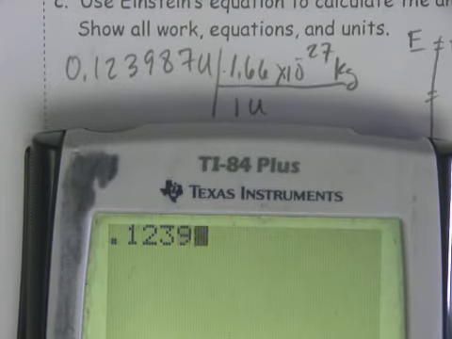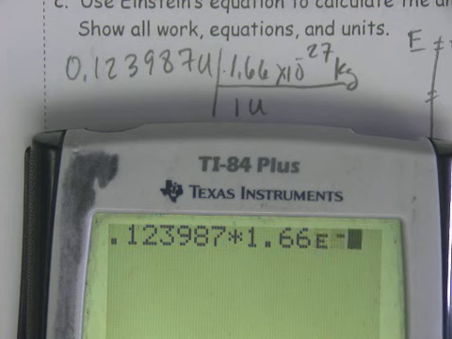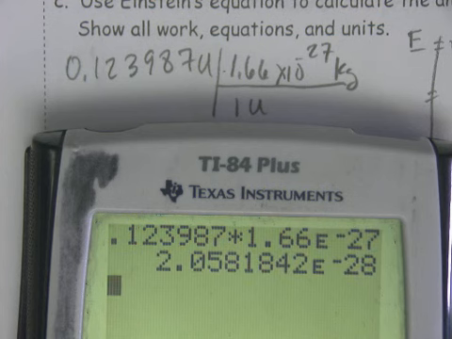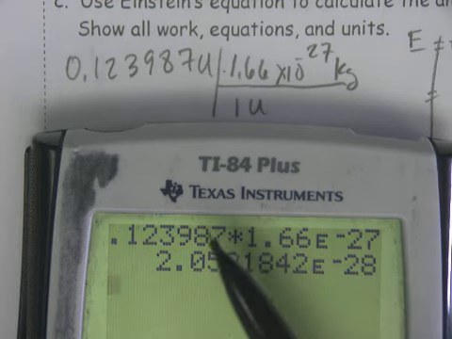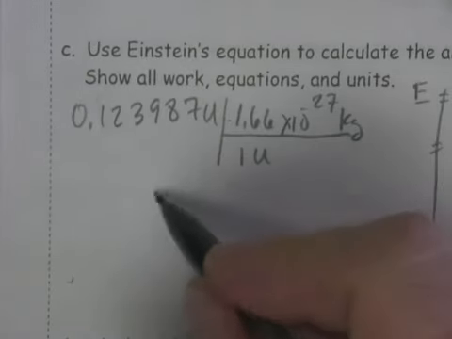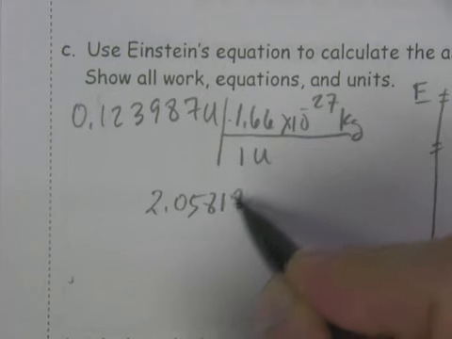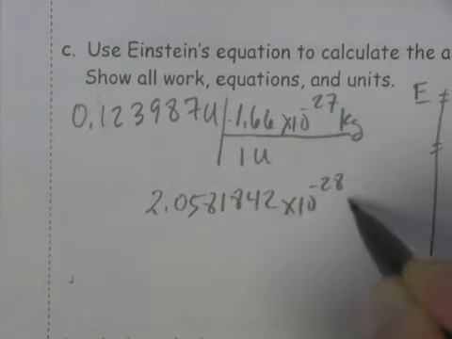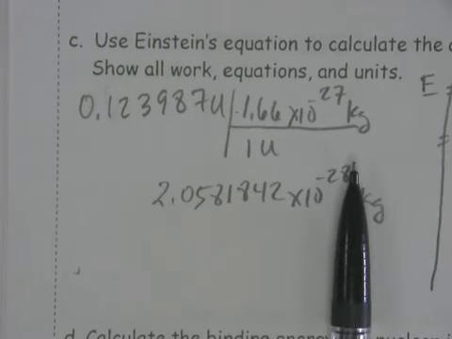So 0.123987 times 1.66 times 10 to the minus 27th. And there it is. 2.0581842 times 10 to the 28th. I just want to make sure I got the numbers in there right. Yeah, it looks like I do. So let me record that number. 2.0581842 times 10 to the negative 28th, and that'll be in kilograms. All right, I'm going to check something real quick. Yes, I got it. All right, sweet.